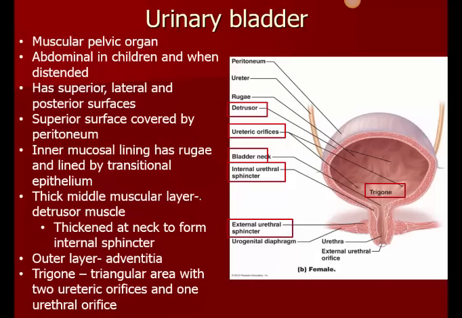It sort of comes up, which is why little babies and toddlers have a little pot belly. That's because of this abdominal position. One of the reasons, of course, is that the urinary bladder is abdominal in them. It takes some time. By puberty, it comes down and lies in the pelvis.